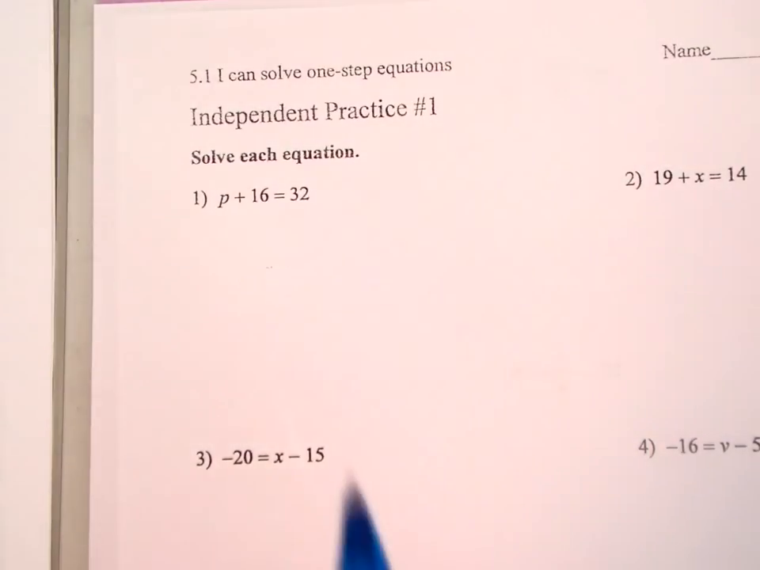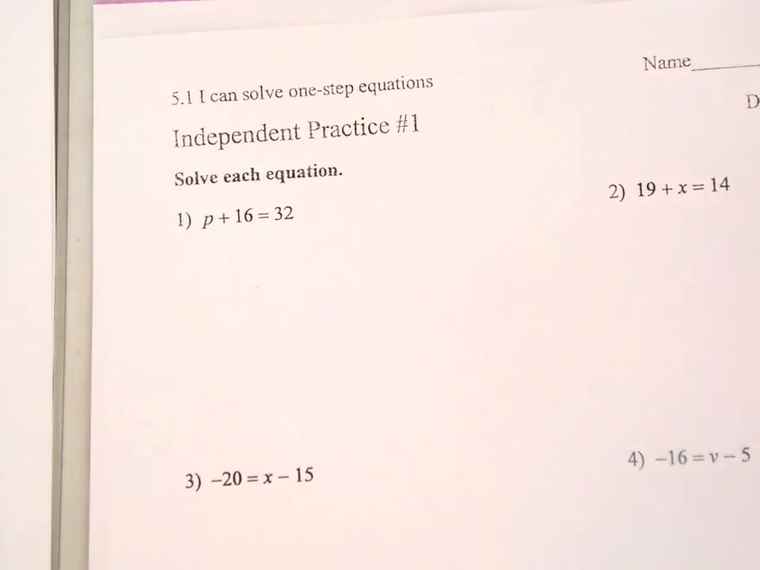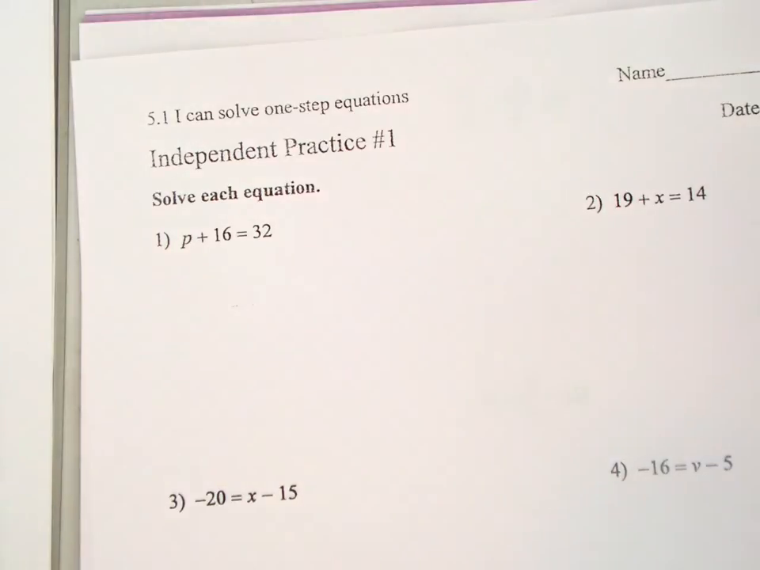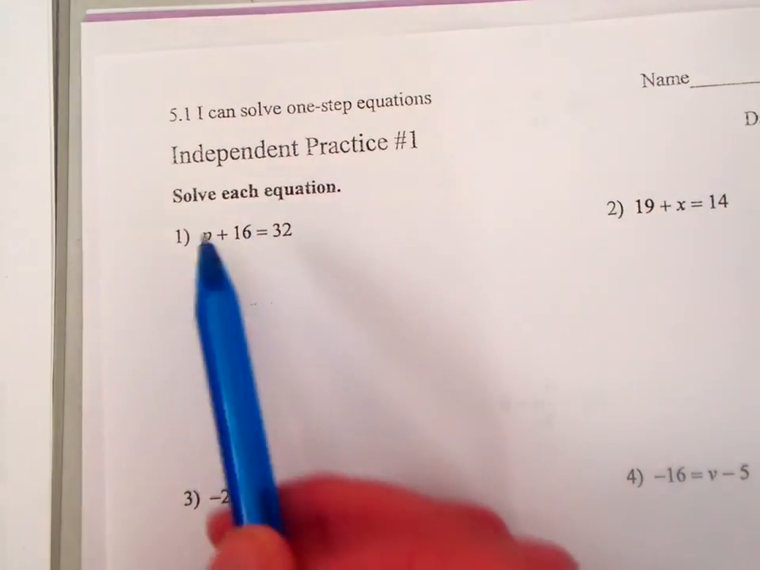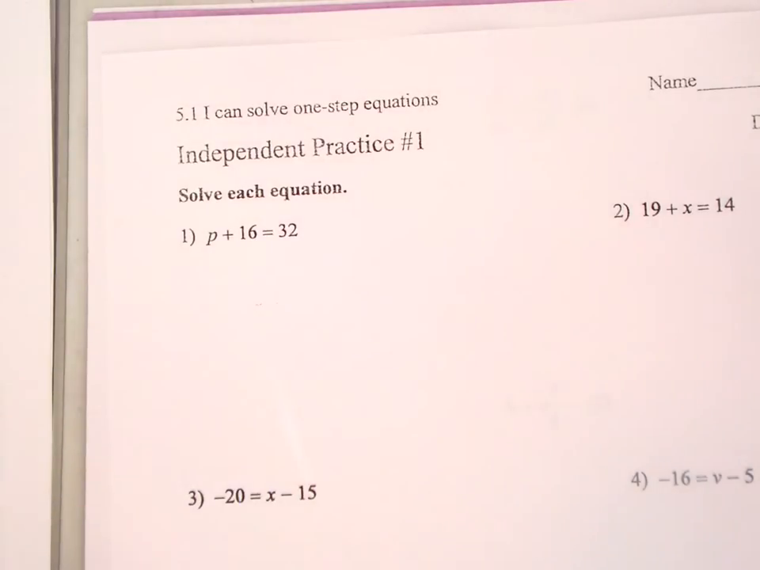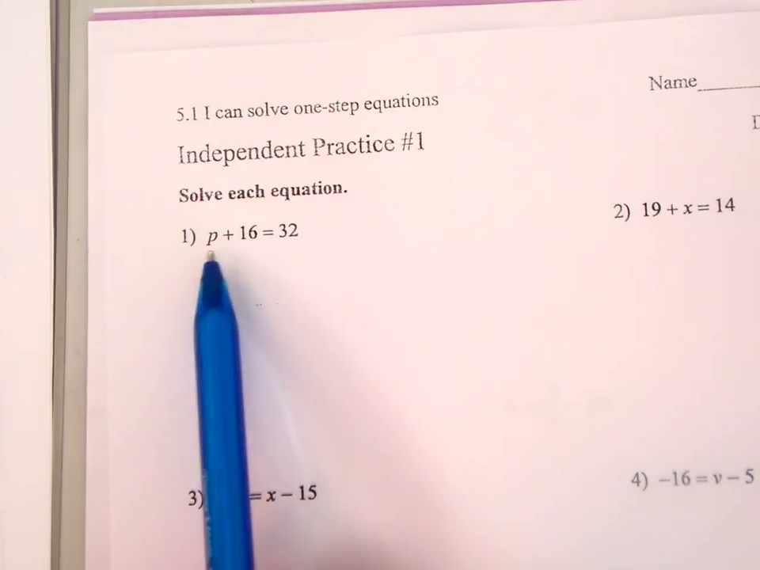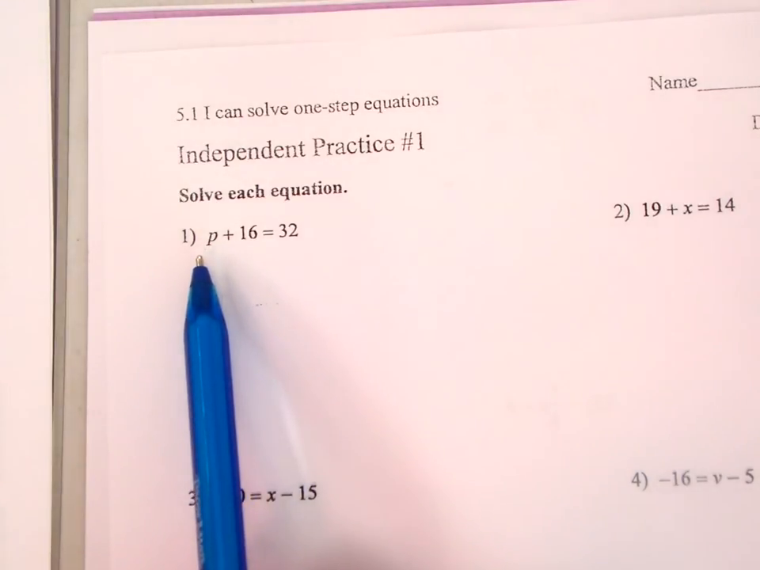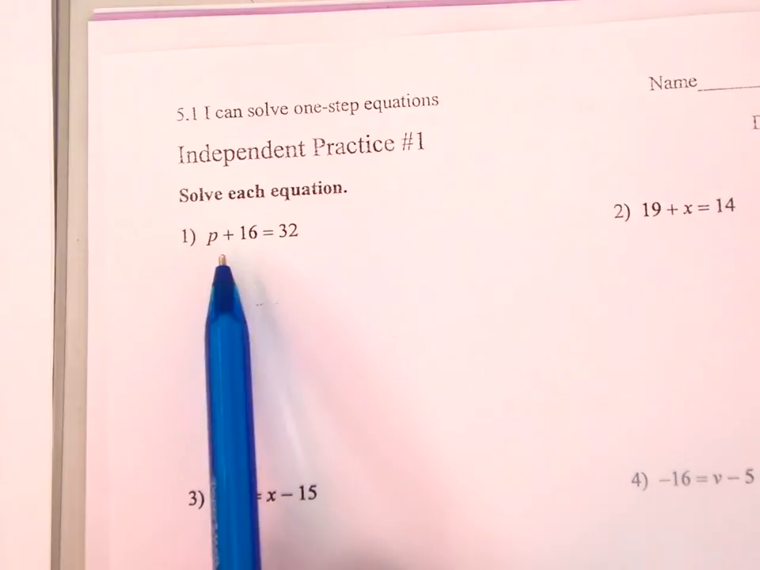Okay, I wanted to go over a few examples of each type of problem from this practice 1. Alright, so solving equations, we want to keep in mind that we always want to do the opposite operation, or the inverse operation, to solve for the variable and isolate the variable, get the variable by itself.